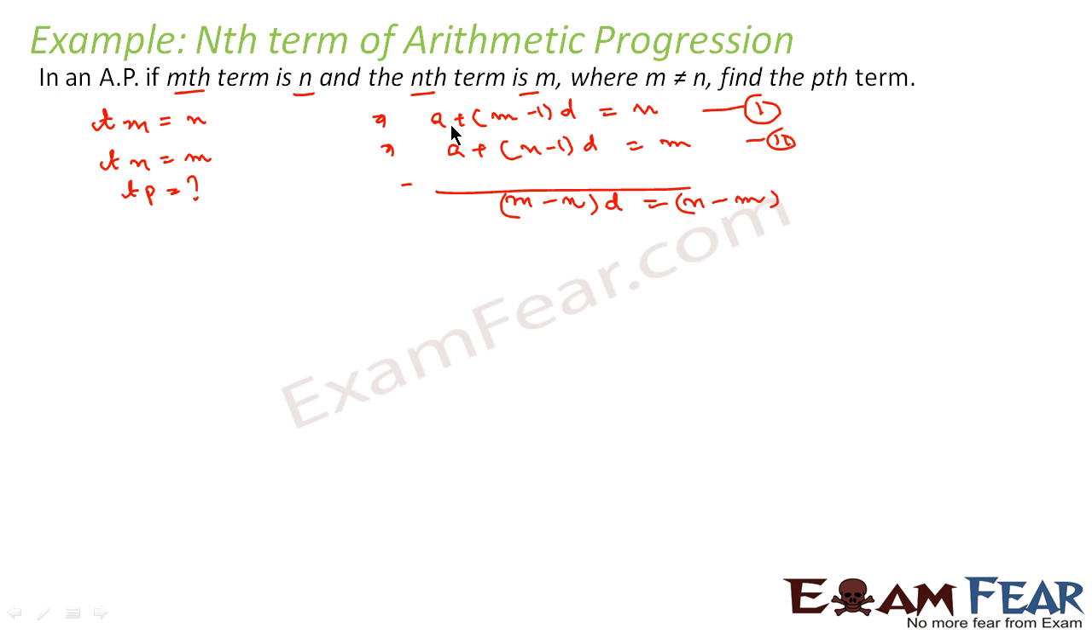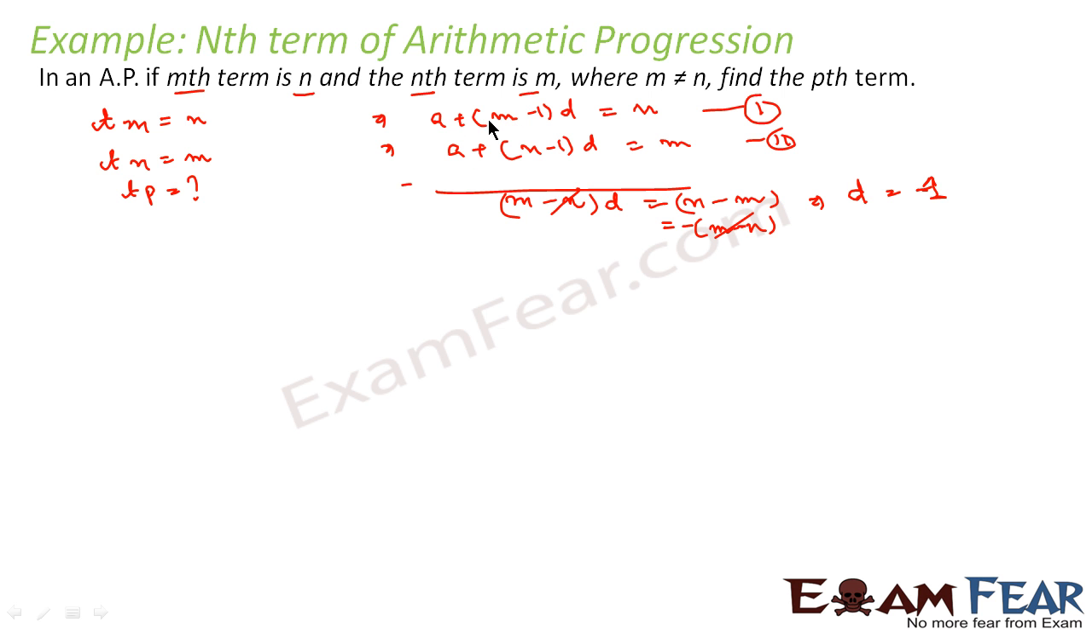We subtract 1 from 2, so a minus a cancels, and m minus n into d is equal to n minus m, because n minus m will become minus of (m minus n). This will cancel, so d is equal to minus 1. Correct? No issue till now. Very simple. Just to explain, I'll write this is equal to m minus n, minus of this, and this cancels, so d is equal to minus 1.